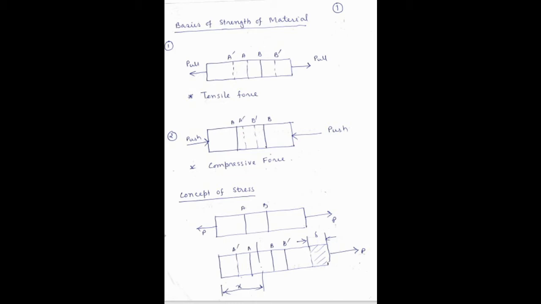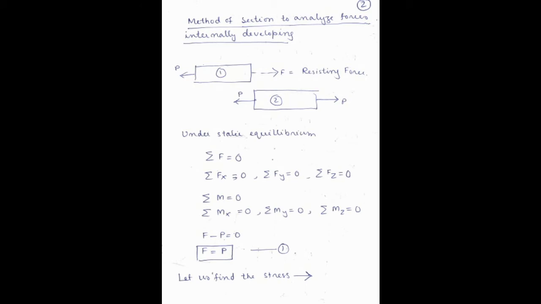Now coming to the concept of stress. Let us consider a bar and its elemental length AB. Now we are applying tensile force, that means we are trying to pull it from both sides. After application of this force, the bar gets elongated, suppose by a small amount delta. So its initial length AB becomes A dash B dash. Now we will apply the method of section to analyze the internally developing forces.